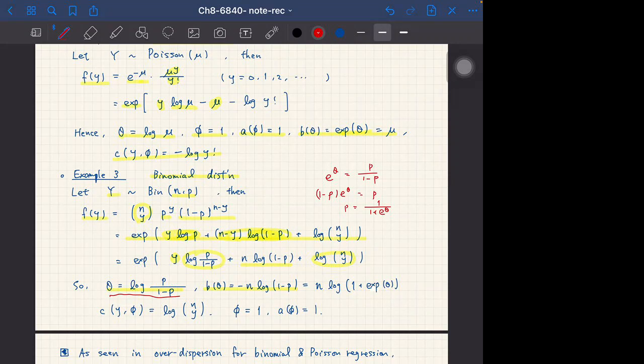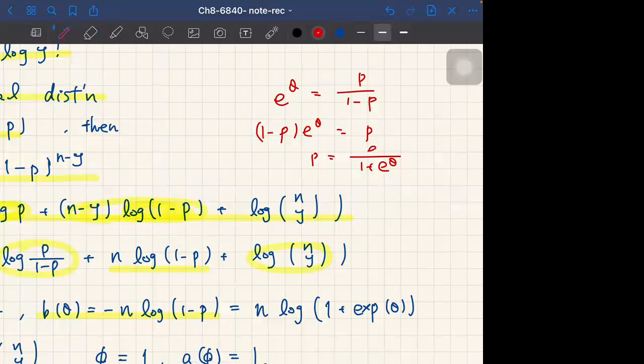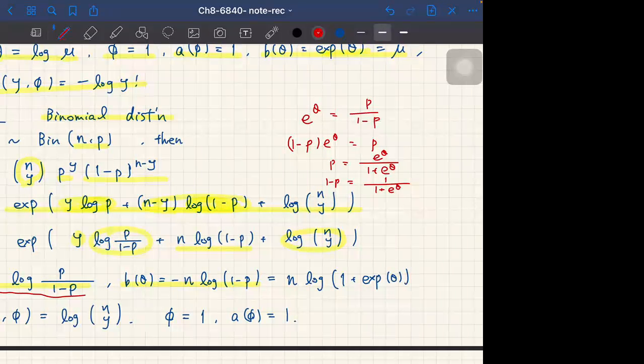So actually, the numerator should be e to the power theta. That means 1 minus p is equal to 1 over 1 plus e to the power theta. So finally, the negative log of 1 minus p becomes log of 1 plus the exponential of theta. Then we multiply by n, so it is n times log of 1 plus the exponential of theta. Okay, so maybe I would write that log of 1 minus p is equal to negative log of 1 plus e to the power theta. So that makes this.